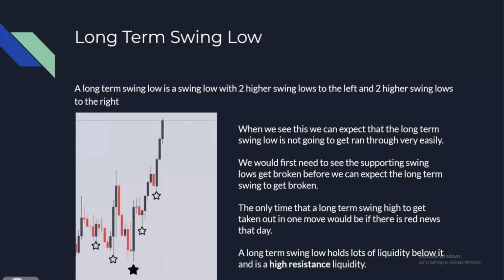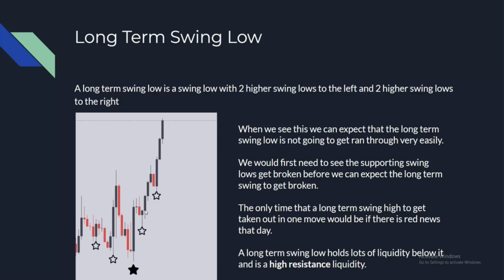Same thing here with the long term swing lows, and it's the complete opposite of a long term swing high. So a long term swing low is a swing low with 2 higher swing lows to the left and 2 higher swing lows to the right. As you can see, the star in black is our long term swing low, because this one here to the left is a higher swing low, and there's another swing low to the left of that which is even higher. Same thing happening on the right.